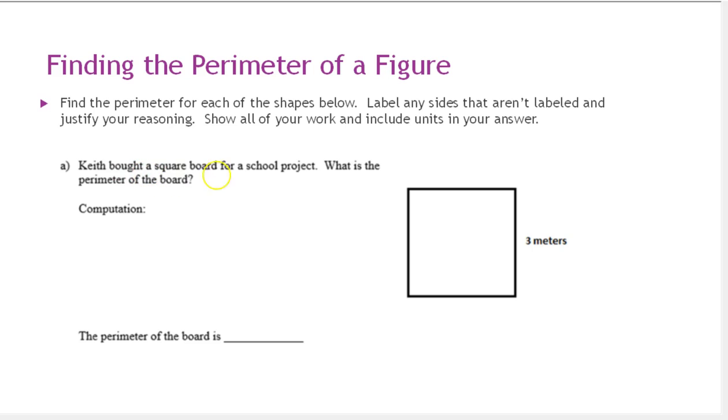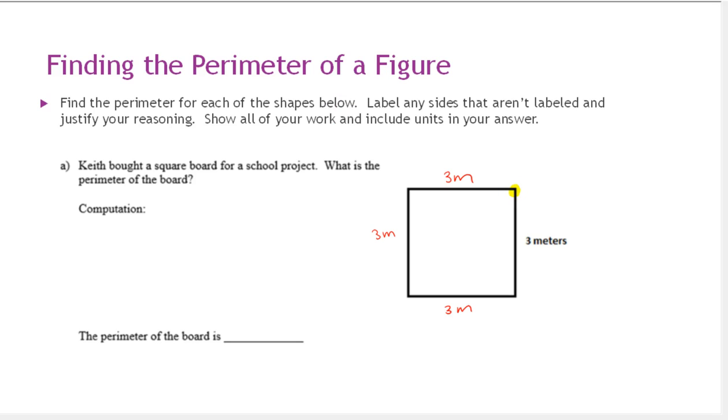So Keith bought a square board for a school project. What is the perimeter of the board? So notice this is a square. We're told it's a square, and only one side is labeled. So when you see one side labeled and you're told it's a square, the implication is that all of the sides are the same length. Okay. So we're going to think of the perimeter as we did before.